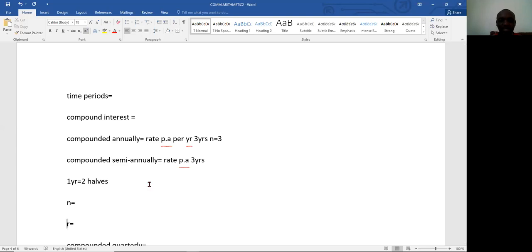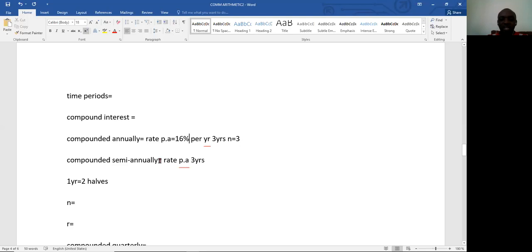I'm just going to take an example here. For example, let's say the rate per annum is 16%. So this one is compounded annually. The rate per annum is the rate per year, and compound interest is annual, so nothing changes. The rate remains the same. N becomes 3, which means it's 3 years.